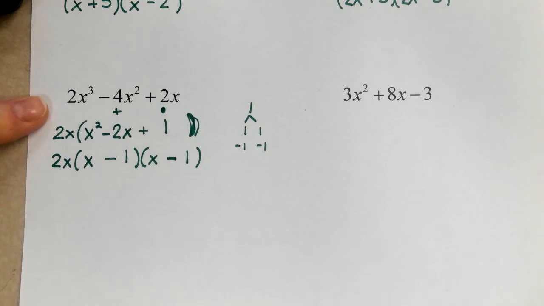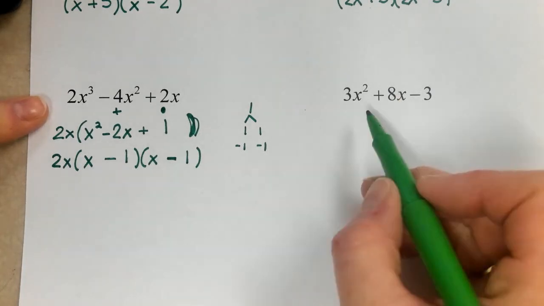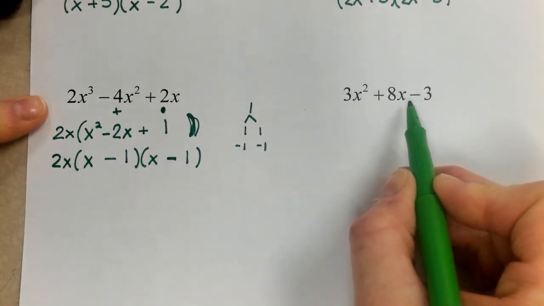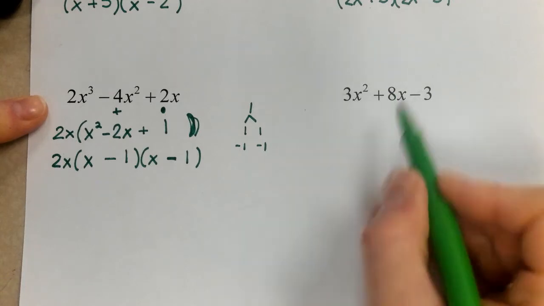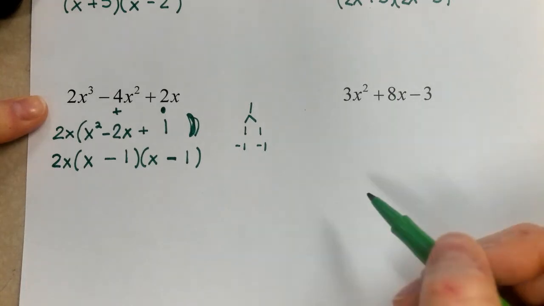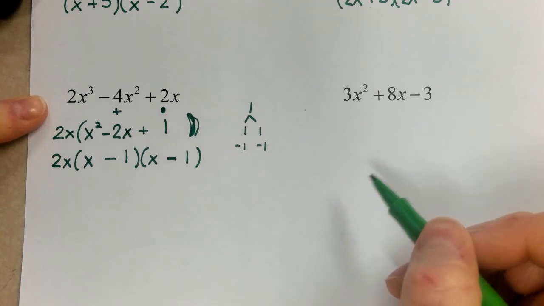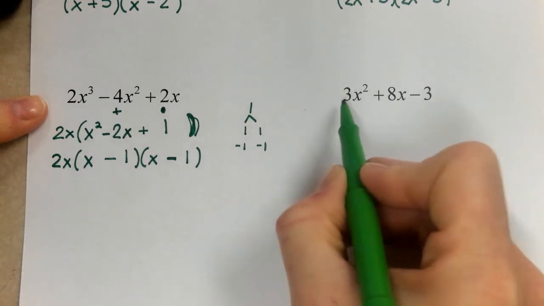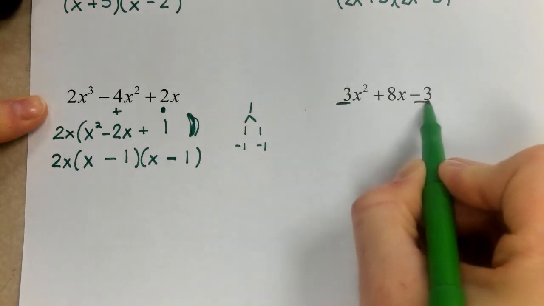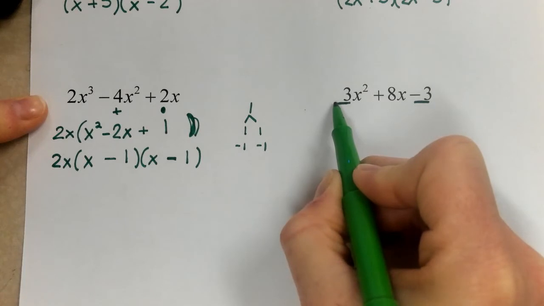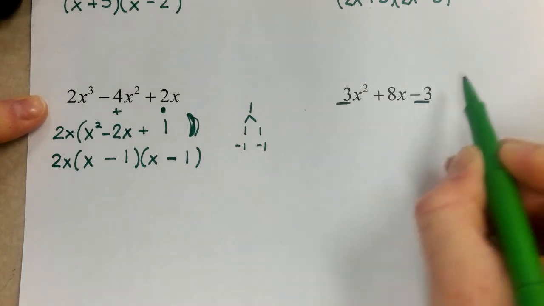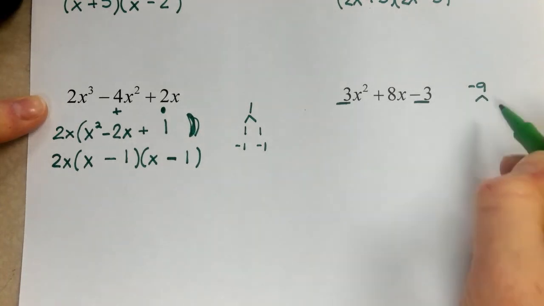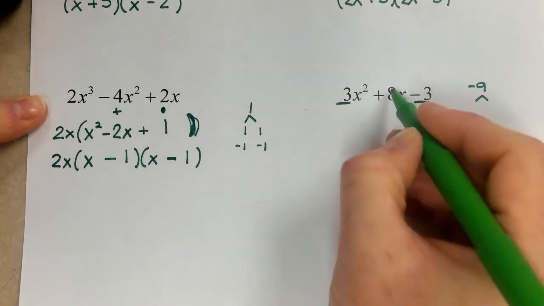Okay, final example. Is there a greatest common factor? Nope. 8 does not divide by 3 like the other numbers do, and 3 only divides by 3 and 1. It's 3 numbers long. A is a 3, so we're going to need the AC method. So remember, A and C are the number with the x squared and the number with no x's. So multiply those together, get -9. And then find ways to break down the -9 that can add up to be 8.